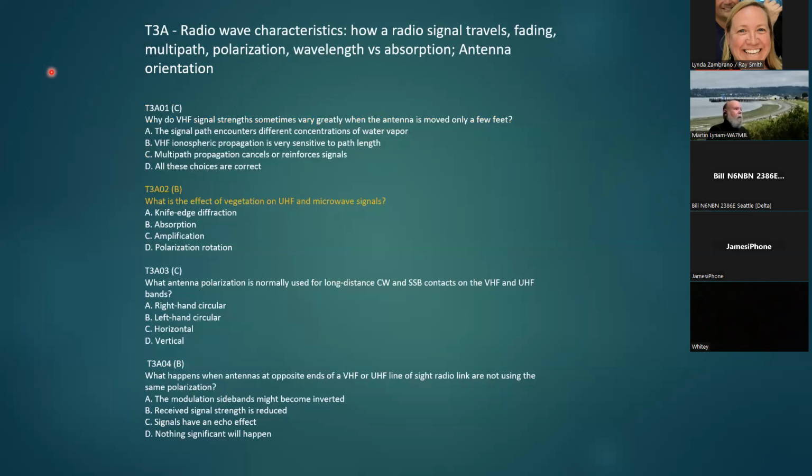Question 2, A2. What is the effect of vegetation on UHF and microwave signals?